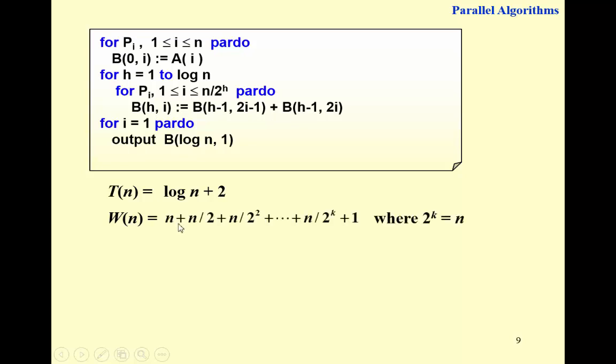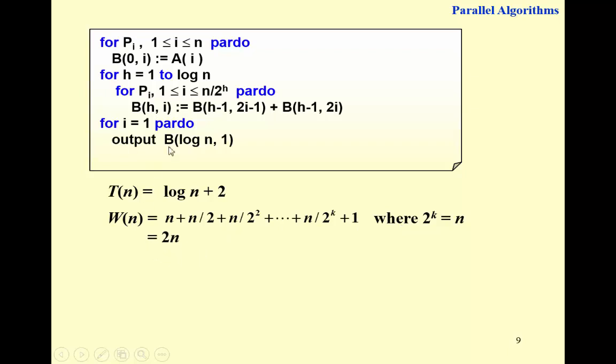And this is given by, first it takes n steps to get the inputs, right? And then step by step we do these calculations. So the total workload will be what? For each h from 1 to some k, where k is log n, we get n over 2 squared, and so on, plus finally n over 2 to the power k, where k is just log n, plus one final step to output. And put them all together, that gives 2n.